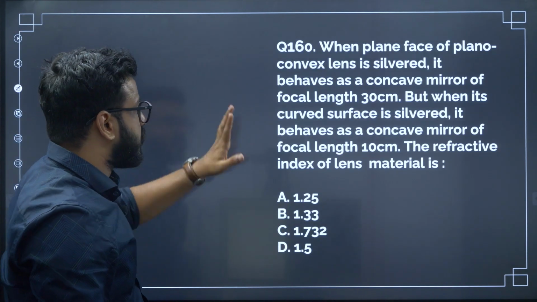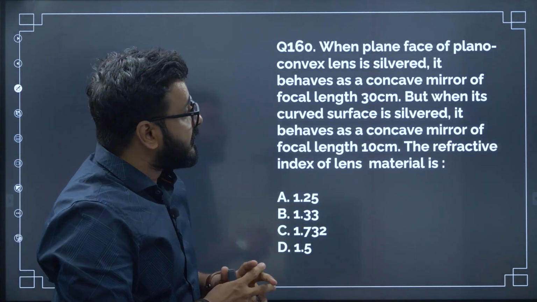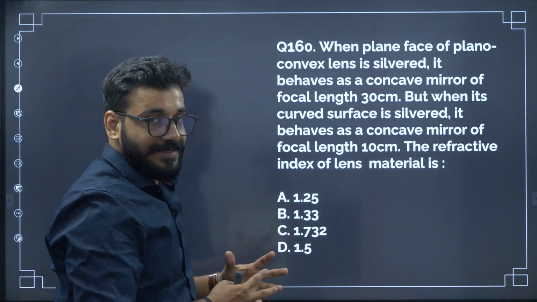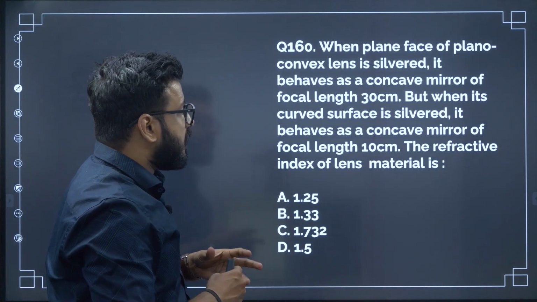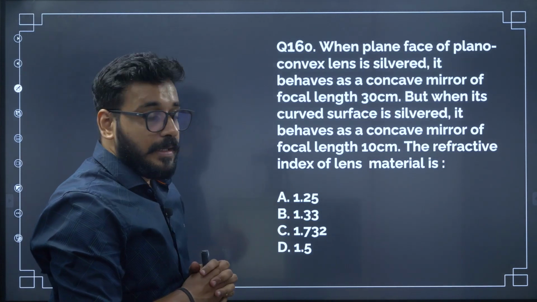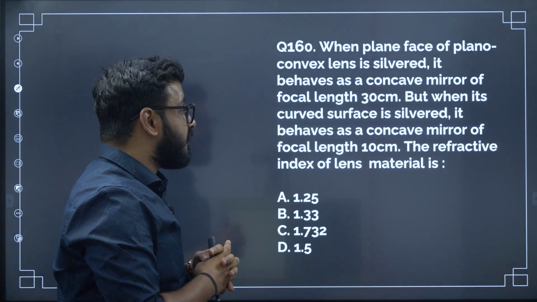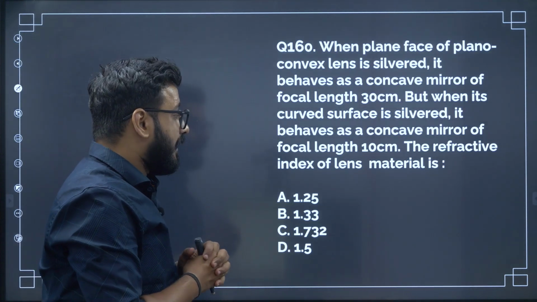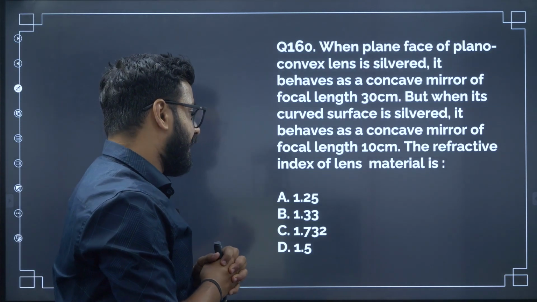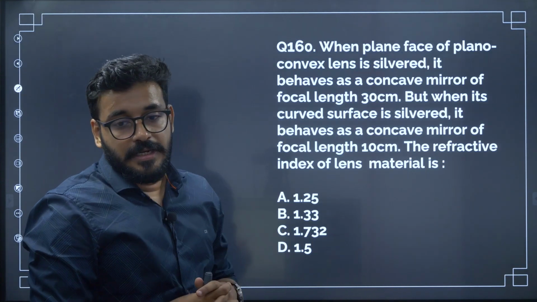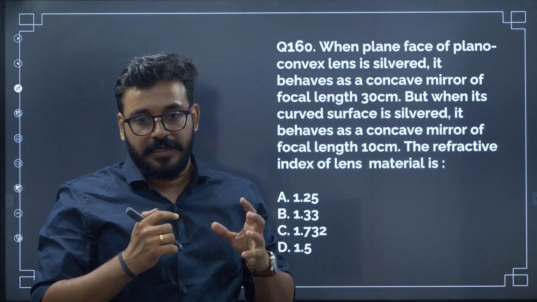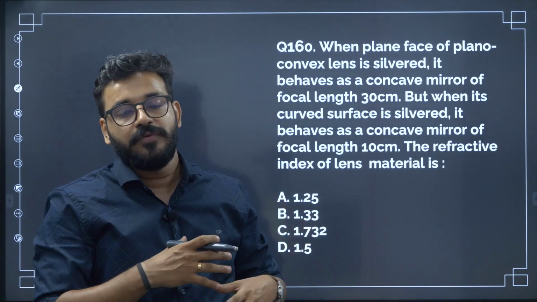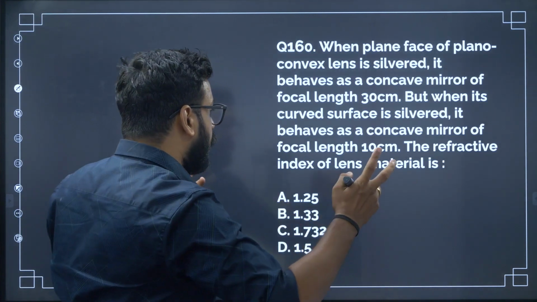Fine. Next question. When the plane face of a plano convex lens is silvered, it behaves as a concave mirror of focal length 30. But when its curved surface is silvered, it behaves as a concave mirror of focal length 10. The refractive index of the lens material is. Now this question requires certain extra knowledge of silvered lenses. Now there are two cases here.